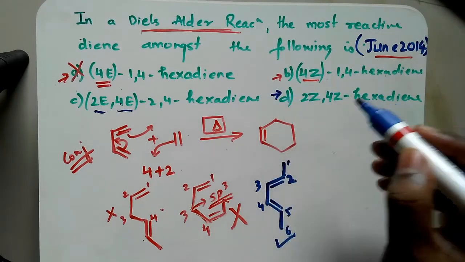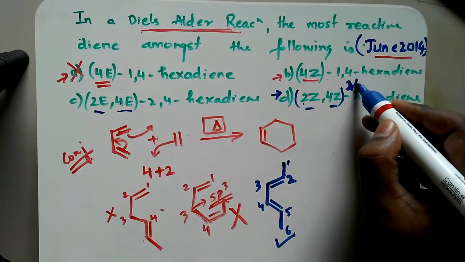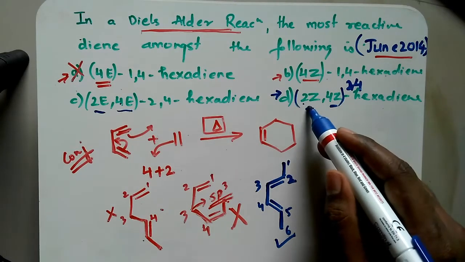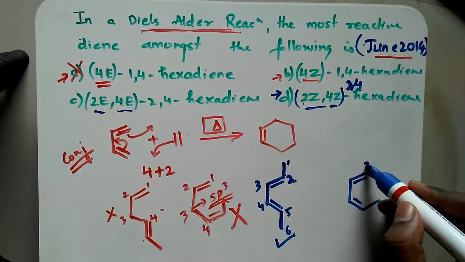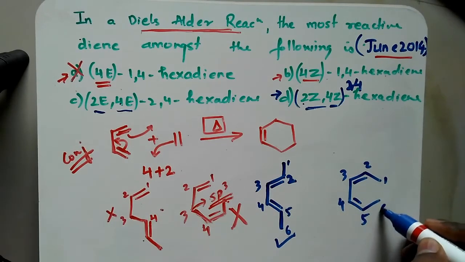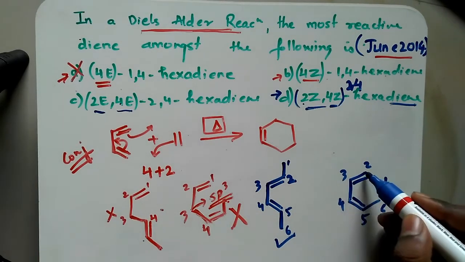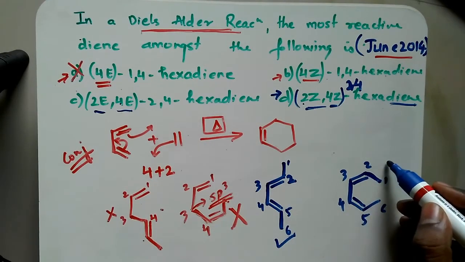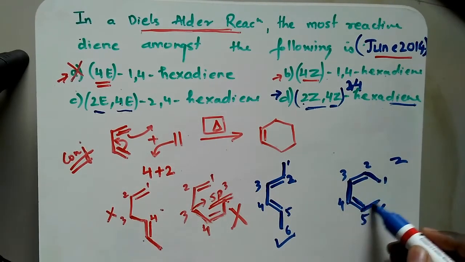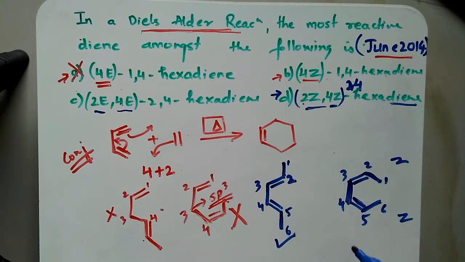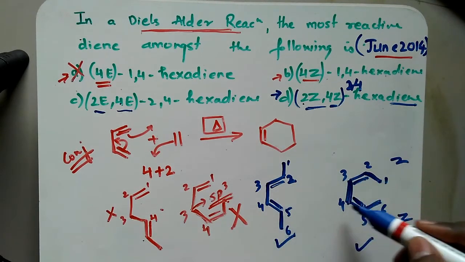Now what about D? We are having 2Z,4Z-hexadiene. Yes, it is 2,4-hexadiene. So if you draw the structure here, 1, 2, 3, 4, 5 and 6. Again at the 2 and 4 positions we are having the diene, and if you consider these two substituents, they are cis to each other, that's why it is Z. Again in this condition, they are cis to the double bond here, so again it is Z. Now this will also give the Diels Alder reaction, because the double bonds are in conjugation.